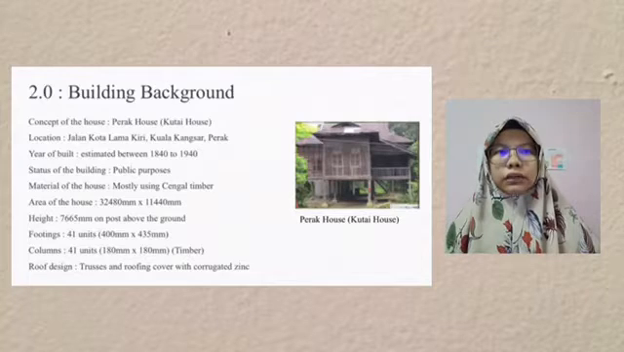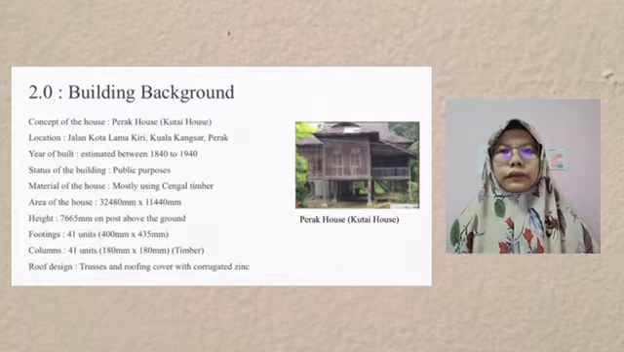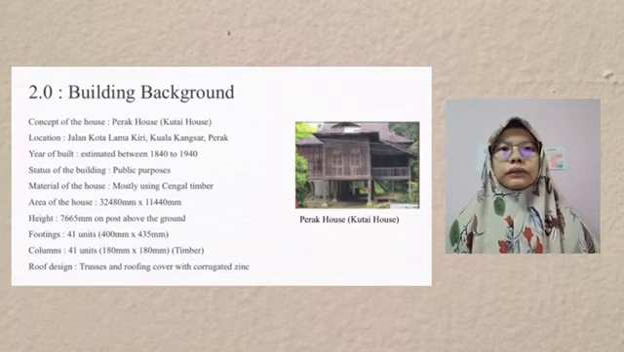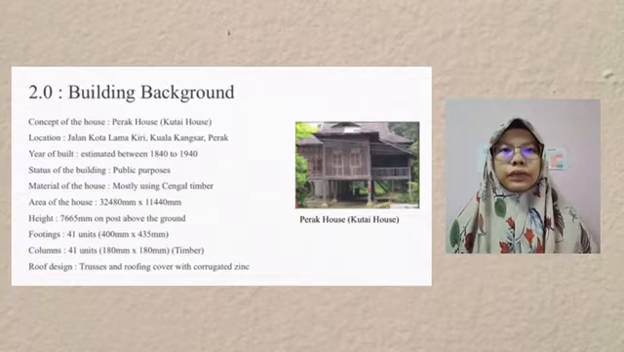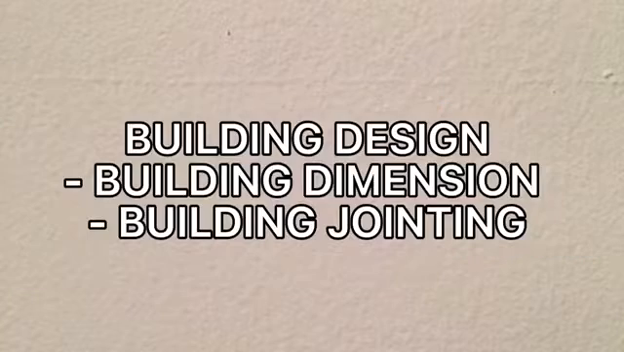7,665 mm on posts above the ground, with 41 units of footings, 41 units of columns, and the roof was designed with trusses and roofing cover that was made with corrugated zinc.